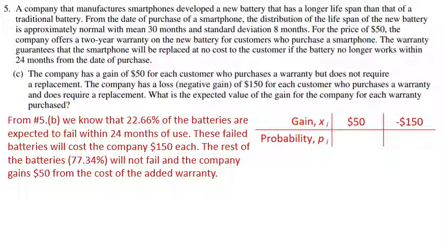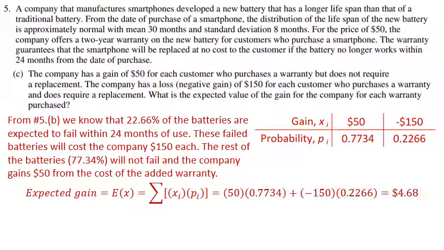All right, so we saw in the previous part, in problem 5B, that 22.66% of the batteries are expected to fail within 24 months of use. These failed batteries will cost the company $150. So that's the probability that goes under the gain of negative $150. All right, so clearly the rest of them have to be 77.34%. All right, so calculate the expected gain for the company. Remember, we simply multiply each gain times its respective probability, and then we sum those up. So the company is expected to gain about $4.68 from each, and of course we just want to state that in a sentence.